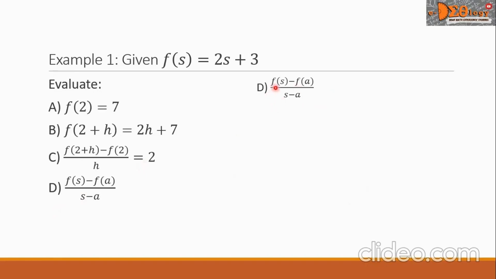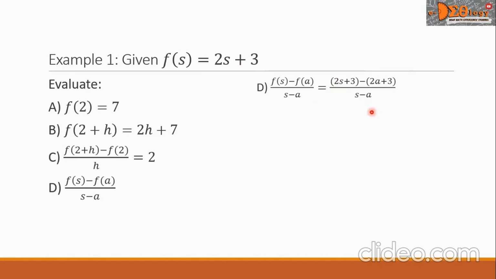The fraction is f of s minus f of a, all over s minus a. The f of s is the original problem, so we can copy it here, the 2s plus 3. Then minus the f of a is this function, but instead of the s, I will copy the a. So you see here 2a plus 3. Then all over the same denominator, s minus a.